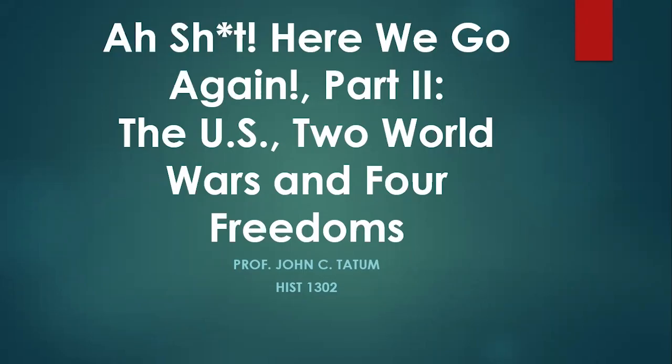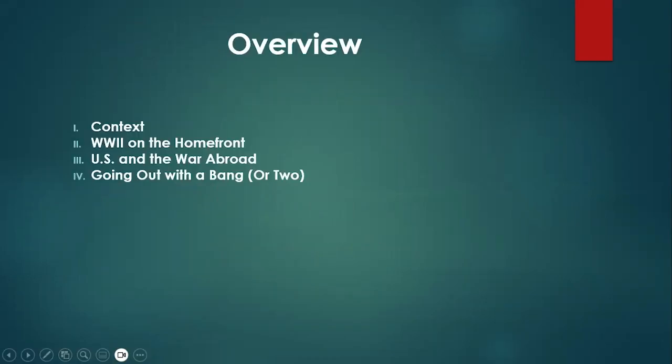Here we will be looking at our second half of the U.S. in World War II, examining here the four freedoms. As always, we'll be looking at a bit of context. Then we'll start looking at what World War II looked like on the home front, what was going on here in the U.S.